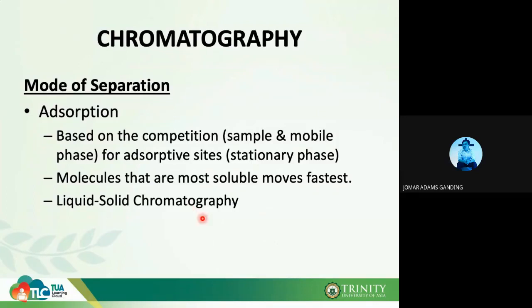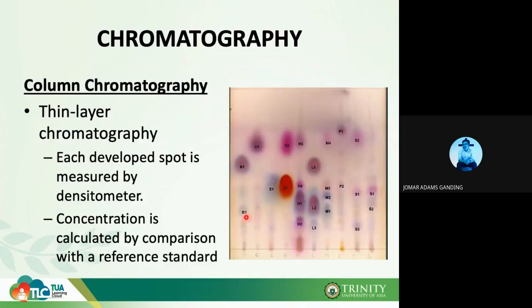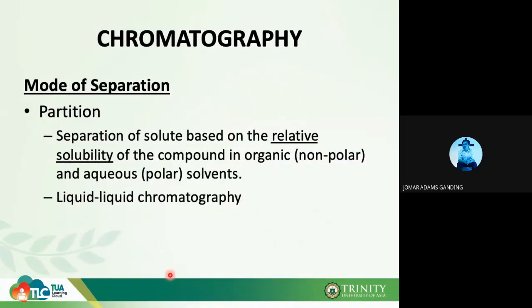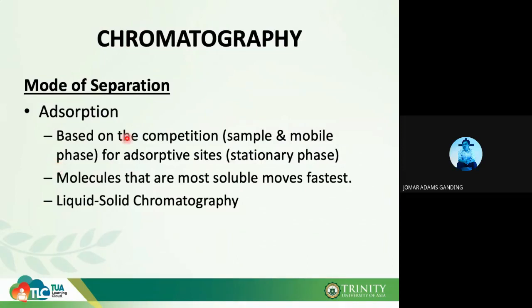So it depends on the solubility of your molecules, which will determine who would move faster in the solution. What do I mean by moving faster? As they move faster, they would now be separated from one another. This is your B2, this is your B1. This one here, we can say that this was absorbed easily because it has higher solubility, or it is the most soluble between the two compounds. That's why it is the one that is up here. Usually adsorption is seen in liquid-solid chromatography.